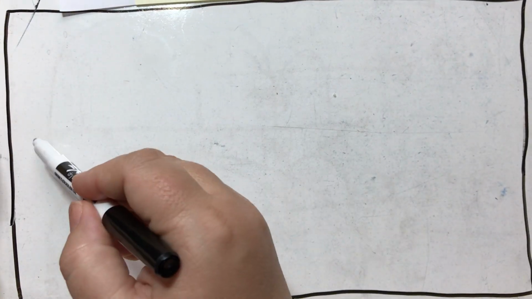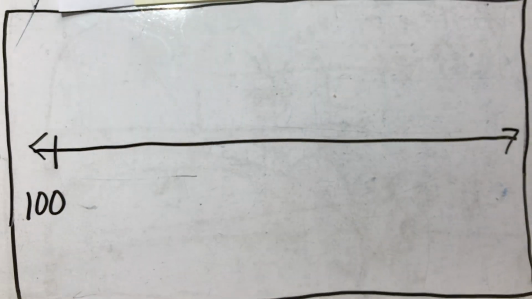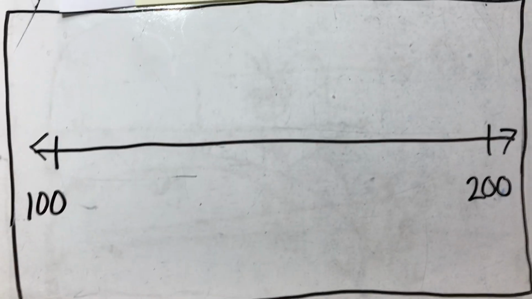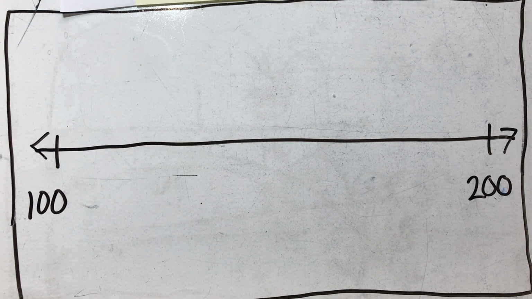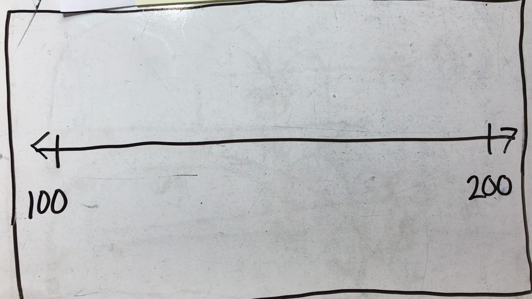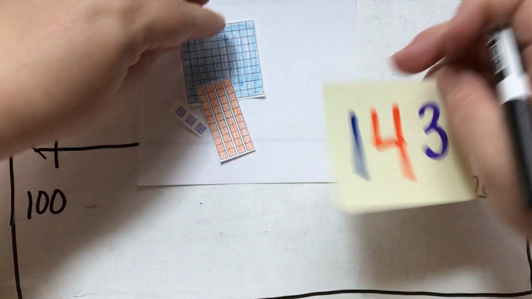I will start by drawing an open number line, arrows on each end, and then I will put my landmark number in here. I'll write 100 on this end, and I'll write 200 on this end. I could put a mid number if I wanted to, just to give me some proportion, but for right now, we're just going to look at that number 143.